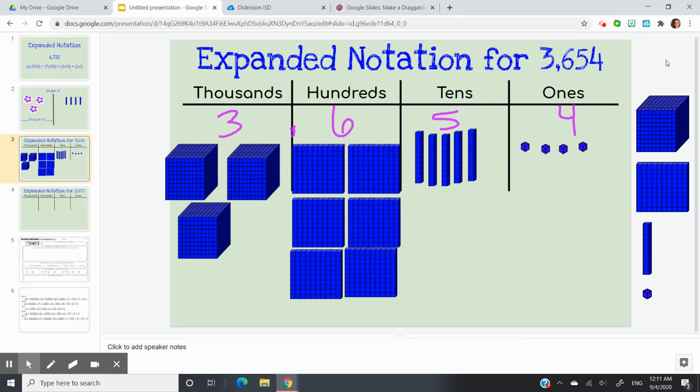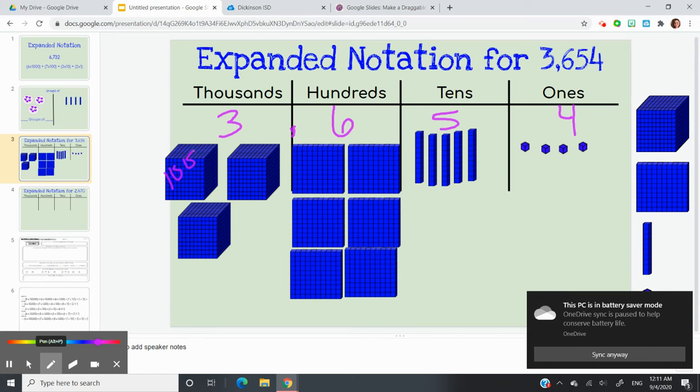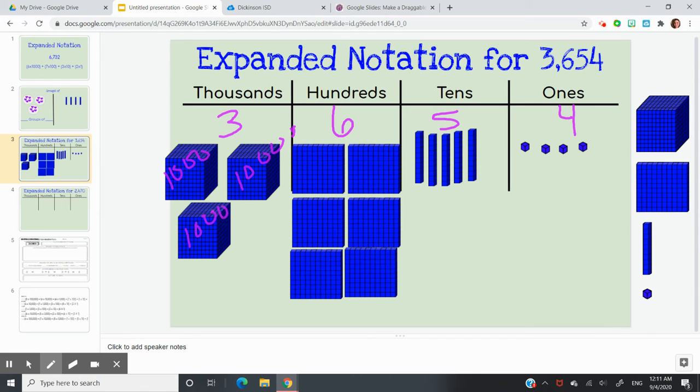Okay, so I'm going to use my model to help me represent my number in expanded notation. So I'm going to start off with my thousands. Well, I have here 1,000. I have here another 1,000. I have here another 1,000. So I have 3 groups of 1,000. So I'm going to write 3 groups of 1,000. And then I'm going to put my addition symbol between my thousands and my hundreds.